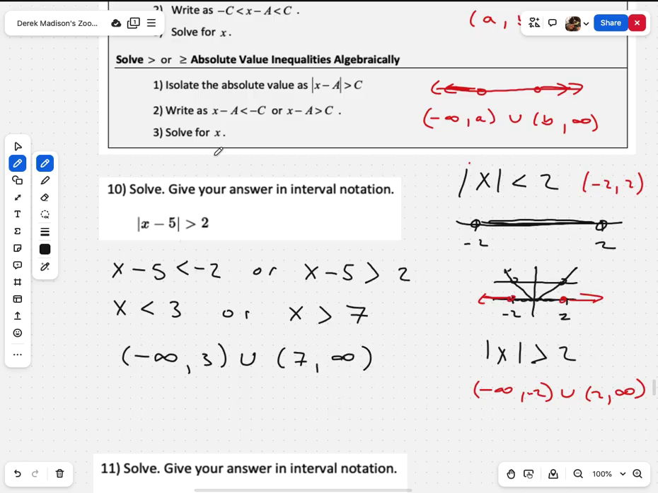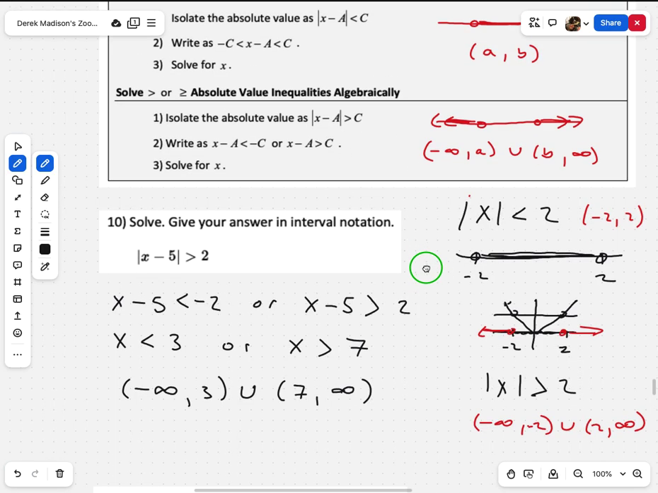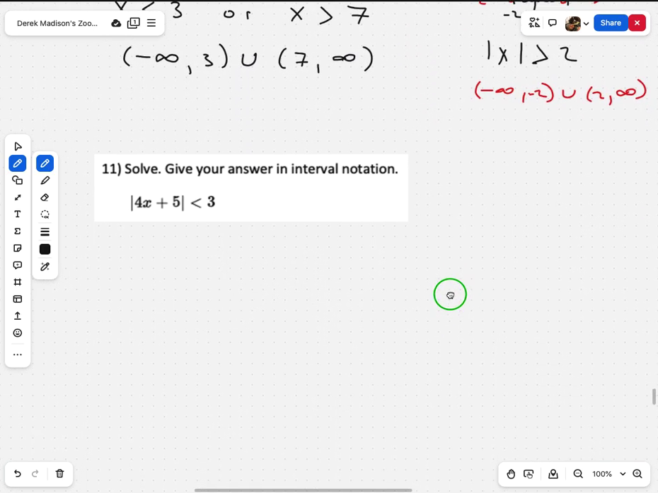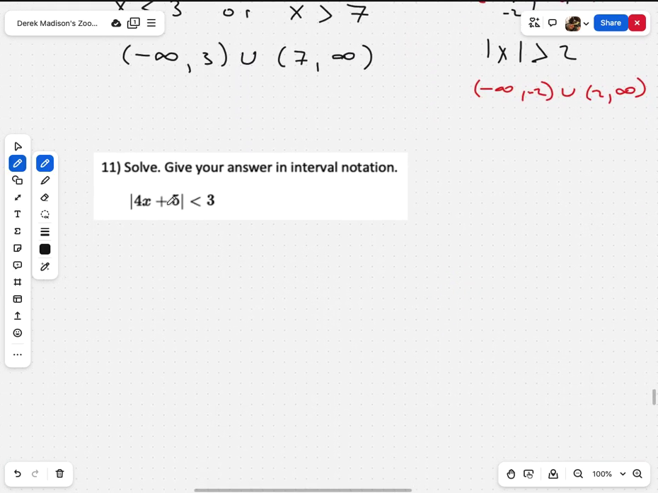The next one will be a less than, and so that's where we set up with the argument of the absolute value in between the two values. So I'll show that next. So here we're going to have -3 is less than 4x plus 5 is less than 3.